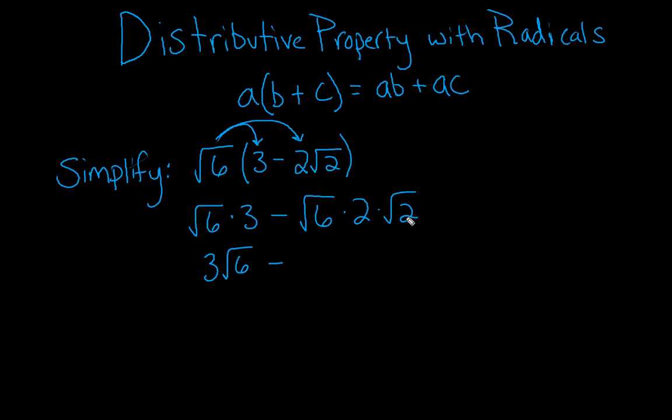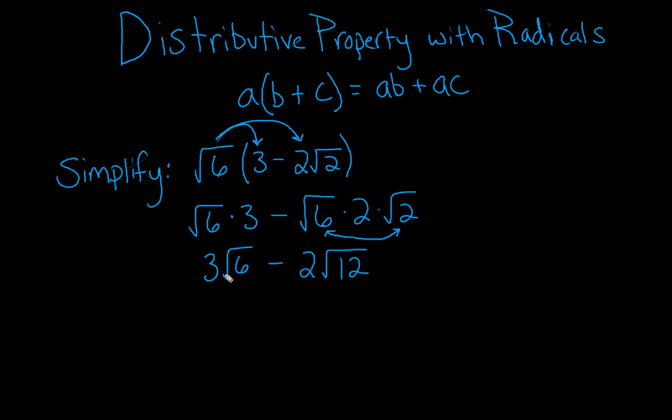Over on this right side, here we have the square root of 6 times 2 times the square root of 2. If you recall, the product rule of radicals allows us to multiply these two values under our square roots together to combine into one square root. So I'm going to move that 2 out front again, and then it becomes 2 times the square root of 6 times 2, which is 12. So now we have 3 times square root of 6 minus 2 times square root of 12.